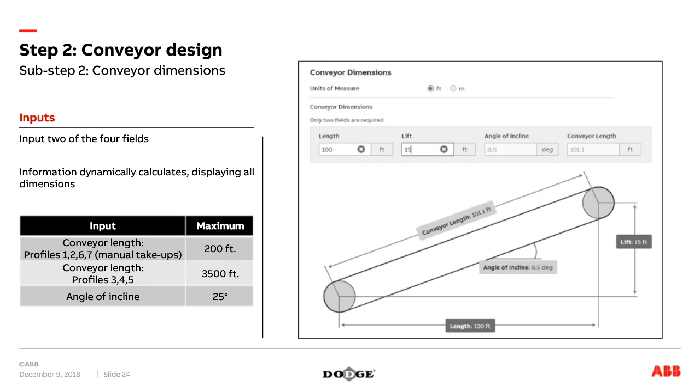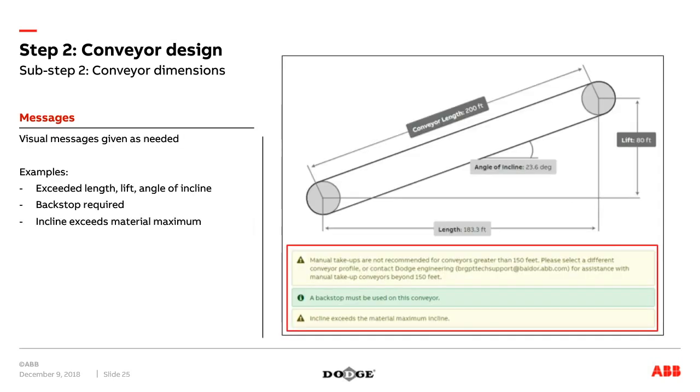Moving forward to conveyor dimensions, you can see, again, we try to use visual representations as often as we can to make it easier to understand. At the same time, we are going to give you messages and recommendations as we go through. So here you're seeing a message that manual take-ups are not recommended for this given application. The conveyor is greater than 150 feet. It also gives you contact information if you have any questions.